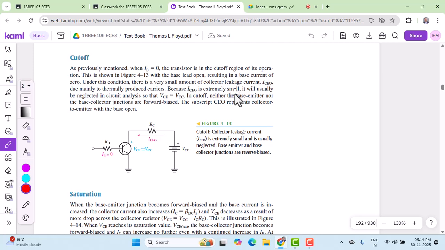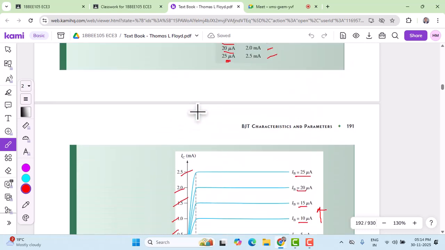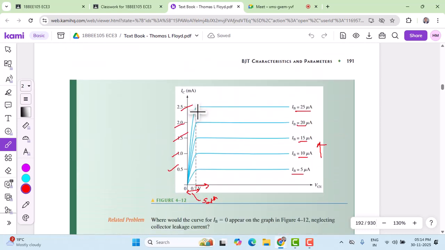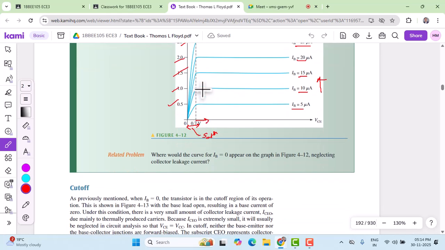Let me have a quick review of what we have covered in the previous class. In the previous class, we discussed collector characteristics curves, which are shown here, and we even discussed a problem related to the collector characteristics curves.